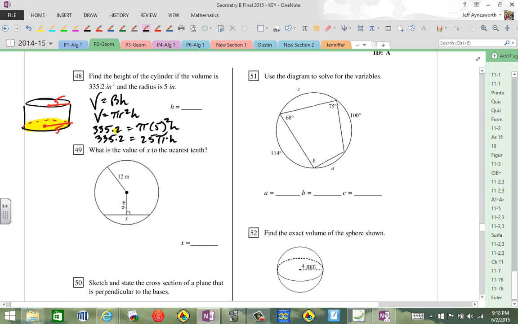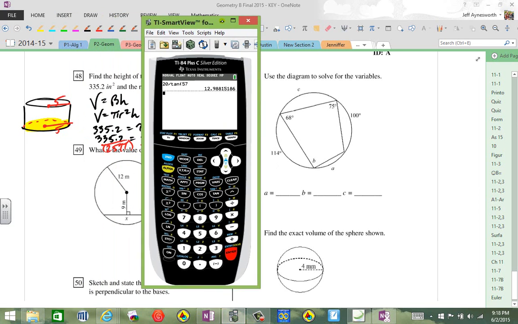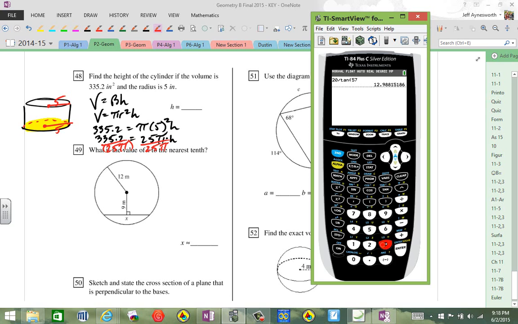All you have to do is divide both sides by 25 pi, right? Then kick in your calculator and make sure you use parentheses around the 25 pi. So here we go. We're going to take 335.2 and divide it by the quantity of 25 pi. You can see the use of parentheses right there. Hit enter and get about 4.27 there.